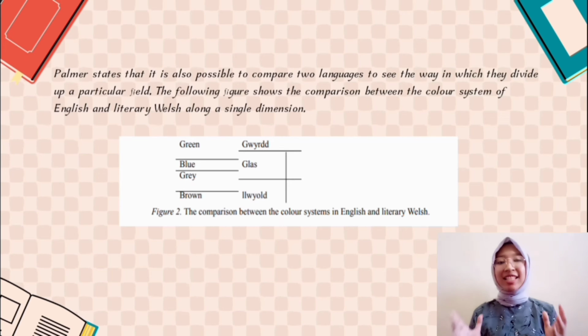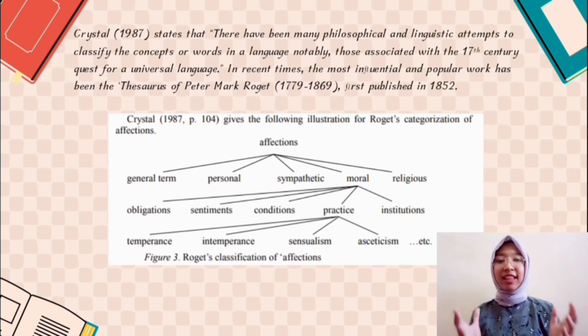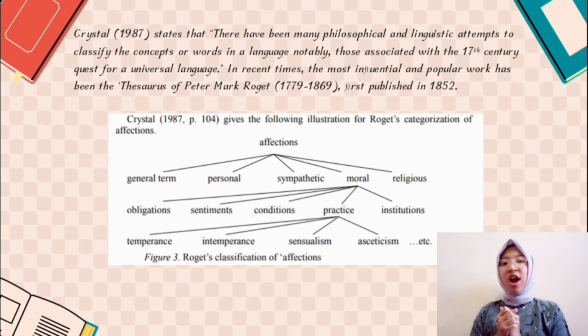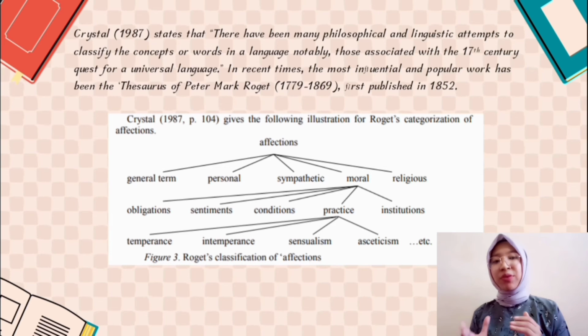And for the next slide, Crystal 1987 states that there have been many philosophical and linguistic attempts to classify the concepts or words in a language, notably those associated with the 17th century quest for a universal language. In recent times, the most influential and popular work has been the Thesaurus of Peter Mark Roget, 1779 until 1869, first published in 1852. Then, we move to the next slide.